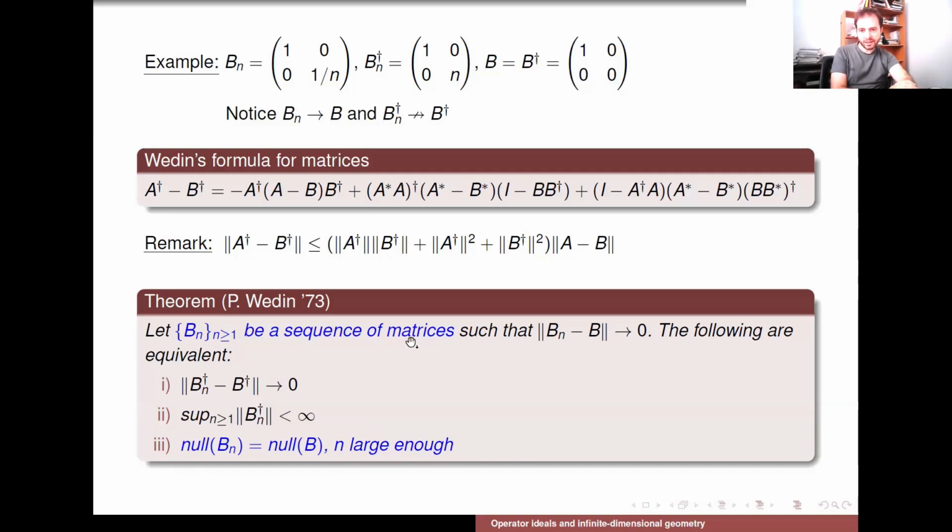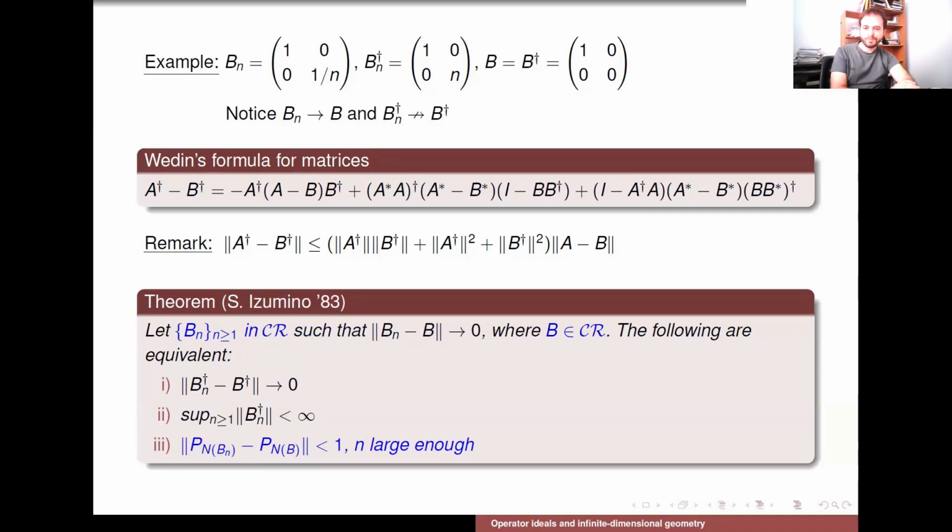So these parts here that are written in blue will change now to understand the infinite dimensional situation with bounded linear operators. We have the following result by Izumino: a sequence of closed range operators converging to another closed range operator. Then we have the same two conditions here that are equivalent, but the condition on the nullity is now changed to this condition for the projections onto the null spaces.